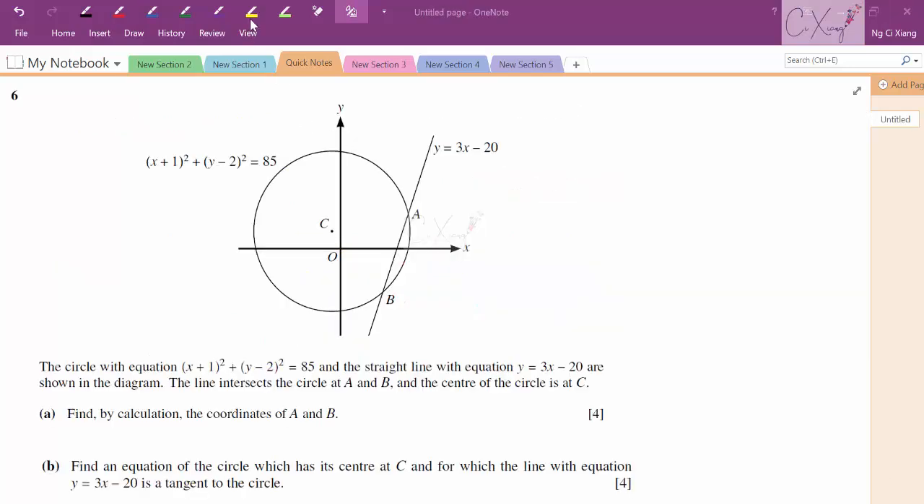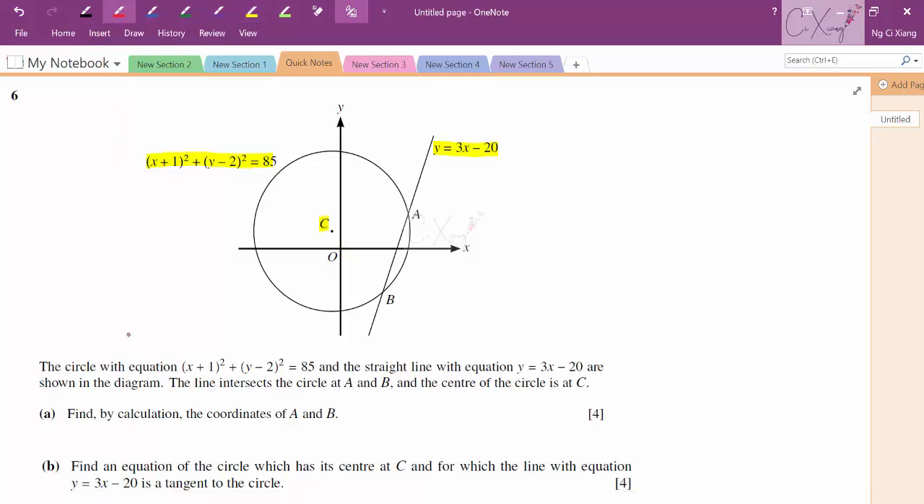Okay, so question number 6, they give us a diagram and they tell us that we are having the circle. So this is a circle equation. Then we have the straight line equation as well. All right, so it cuts through the circle at point A and B. So the center of the circle is at C. So here is the point C.